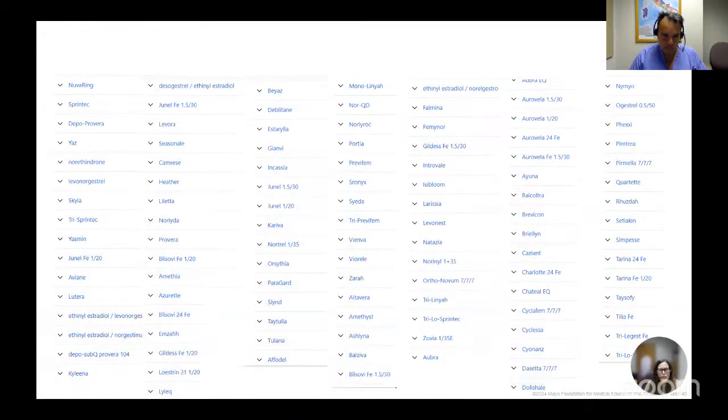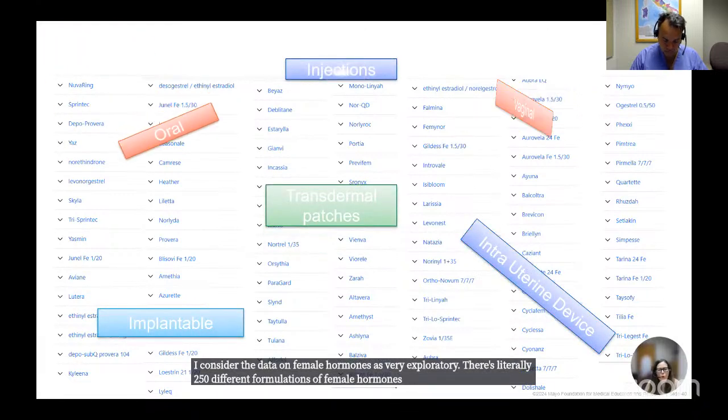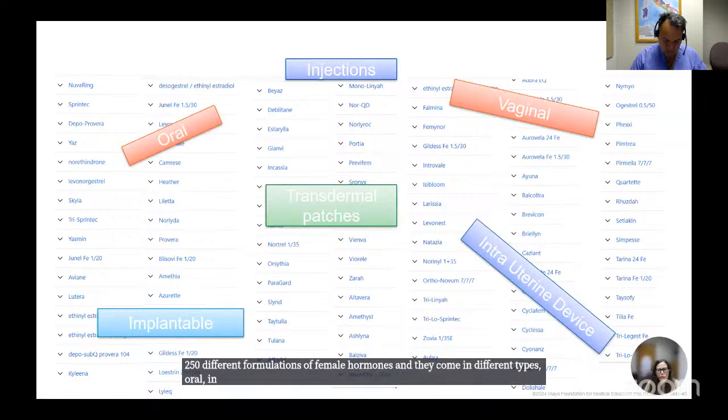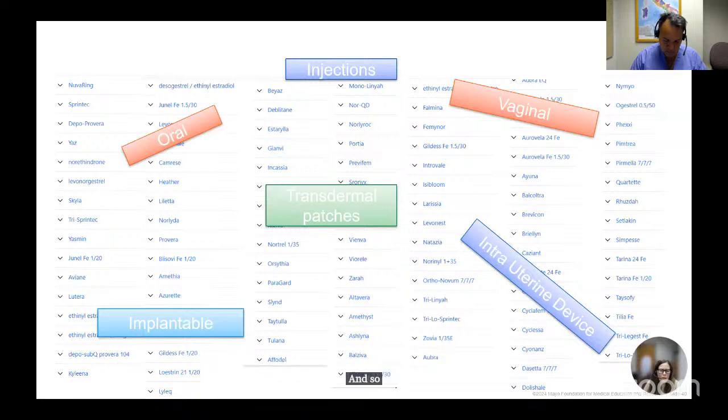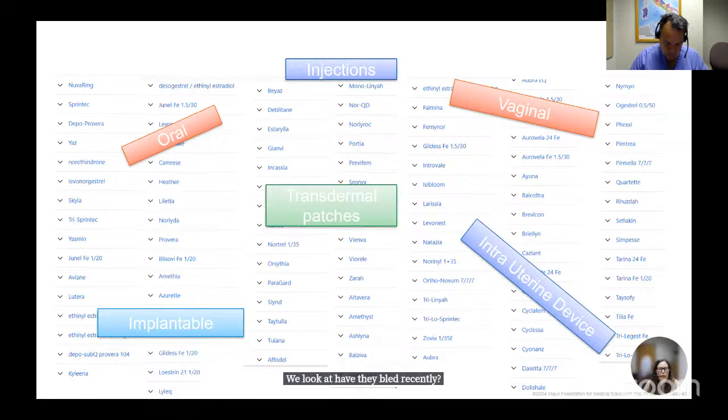I consider the data on female hormones as very exploratory. There's literally 250 different formulations of female hormones, and they come in different types: oral, injectables, intrauterine devices, transdermal, transvaginal. And so we need to further hone in on which patients are at highest risk and which specific formulations might be the highest risk. Until then, I urge caution depending on the patient's individual situation and need for the hormones. We look at, have they bled recently? Have they had recent growth? How many lesions do they have? And try to take into consideration all those factors until we learn more.